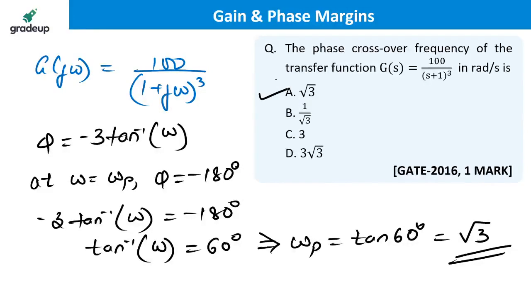Option A, root 3. Yes, all of you have given the correct answer. A. Simple question, 1 mark simple question, phase crossover frequency. Omega p is root 3.